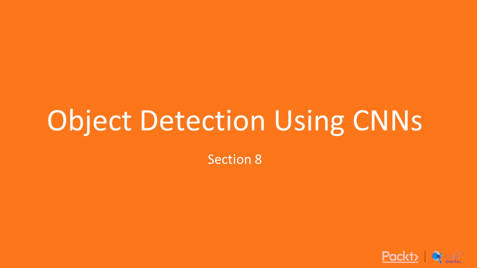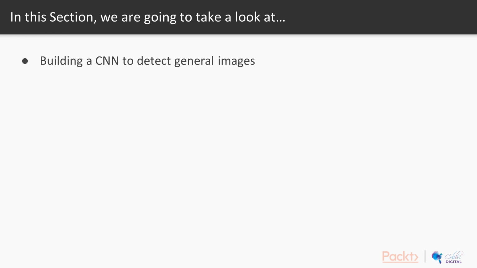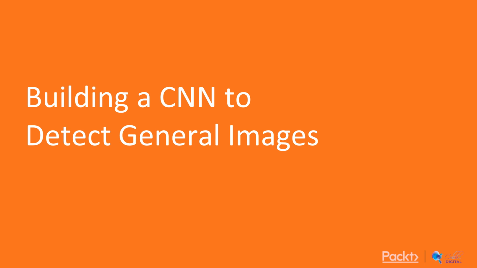We're beginning a new section today talking about object detection in CNNs. In this section, we're going to take a look at two different topics. Number one, building a CNN to detect general images. And number two, how we can train and deploy this CNN on a cluster. Building a CNN to detect general images.